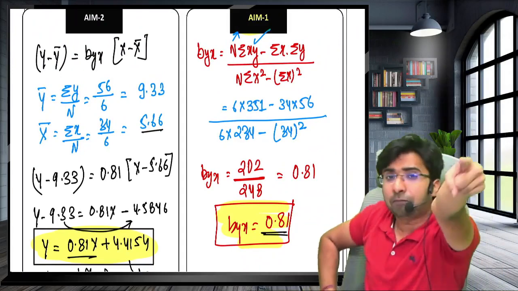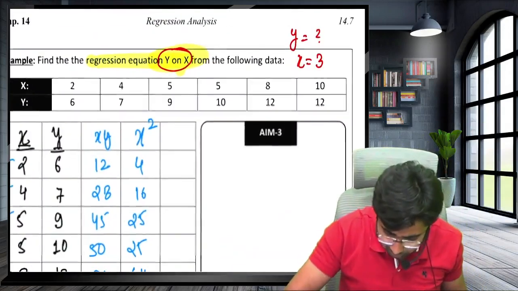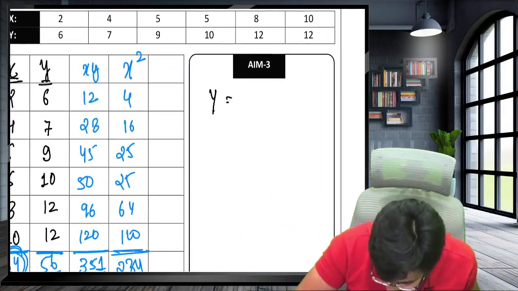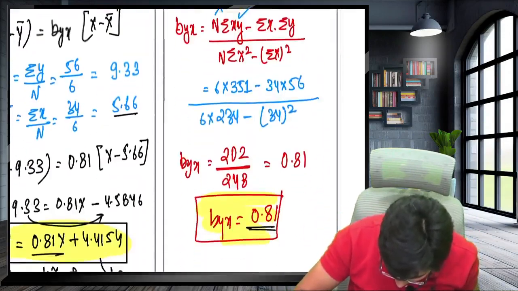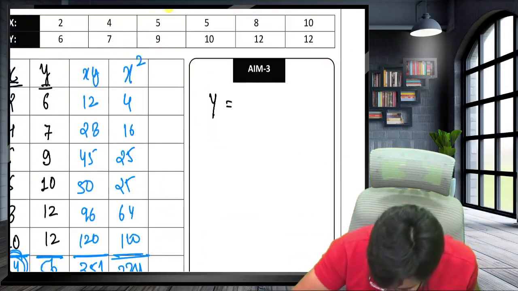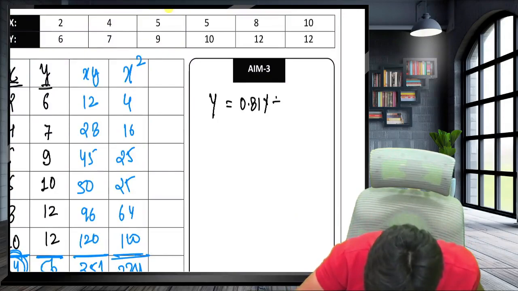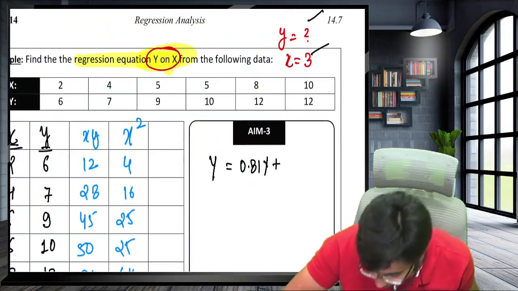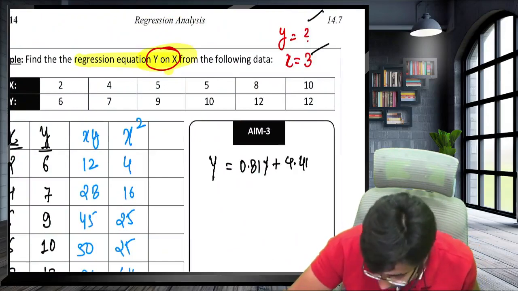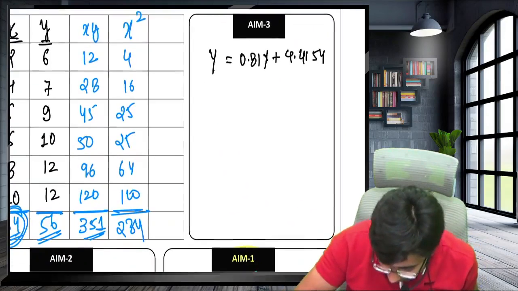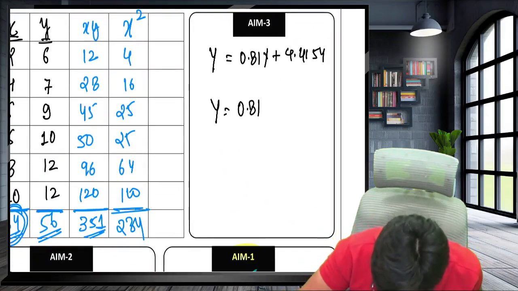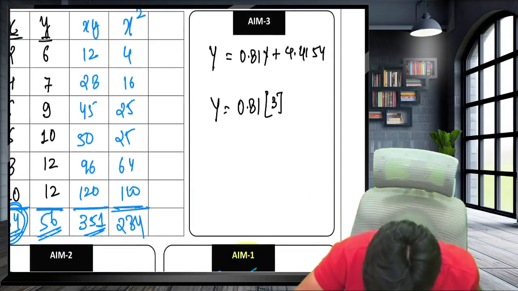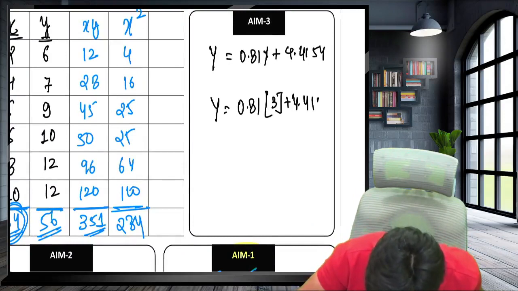Guys, what was your final aim? Sir, to estimate the value of y when x is 3. Sir, now I have the equation y is equal to 0.81x plus 4.4154. Sir, I need to find y when x is, let's put x, what is x? x is 3. When x is 3, 0.81 into 3 plus 4.4154.